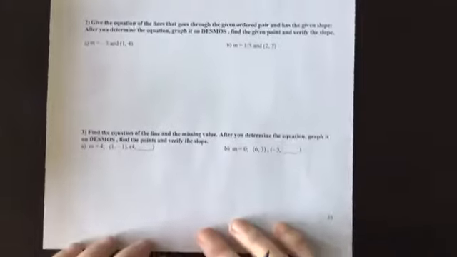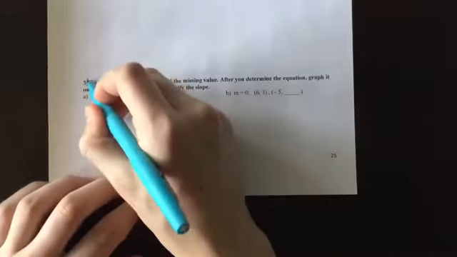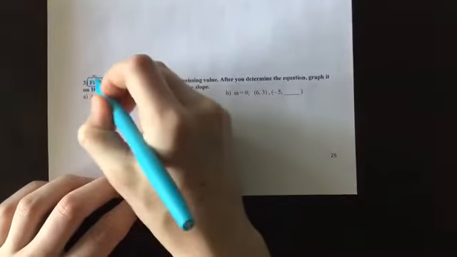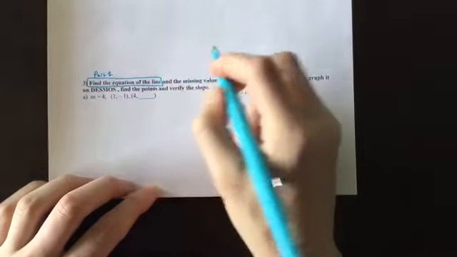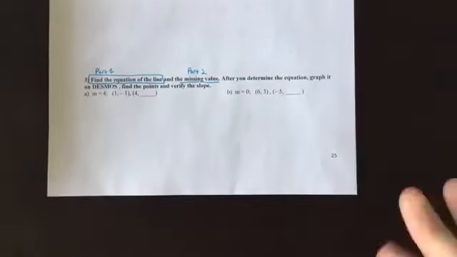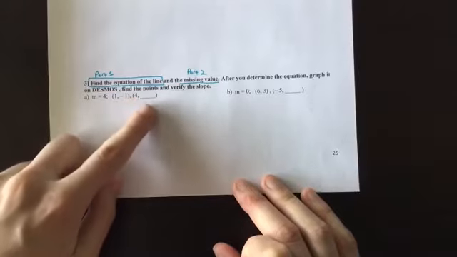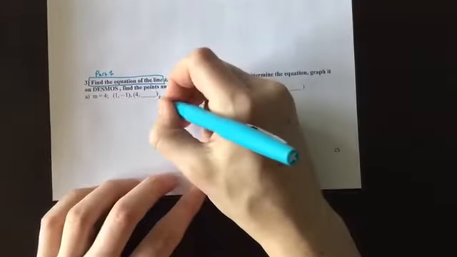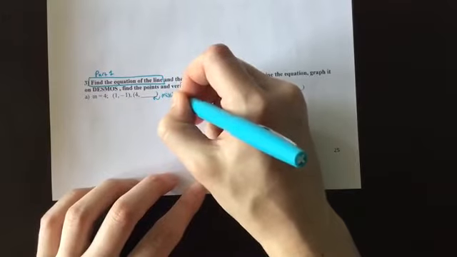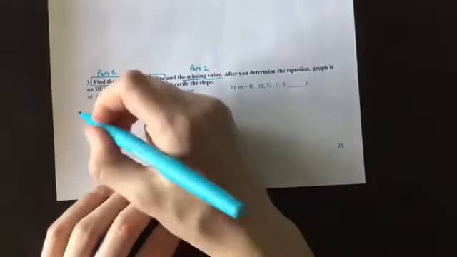But I want to go down here to number 3 because it's a little different than what we did. Find the equation of the line and the missing value. So there's 2 parts. Find the equation of the line, that's part 1. Find the missing value, that's part 2. After you determine the equation, we can check on Desmos. So we have a slope, a point, and part of a point. So that's our missing value. But part 1 is still find the line.